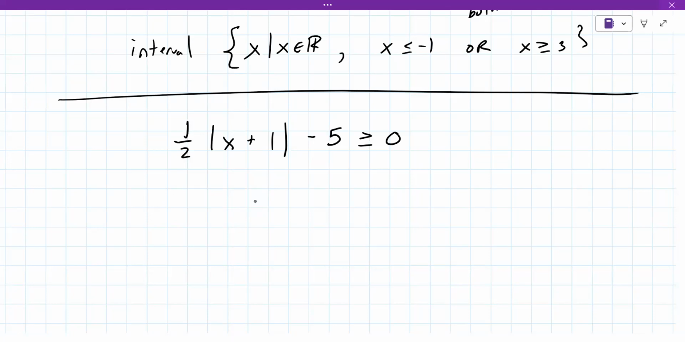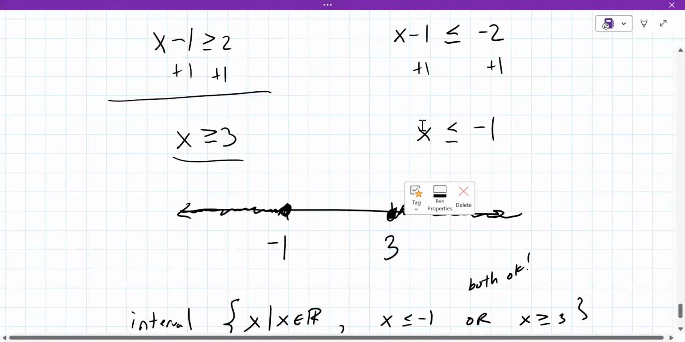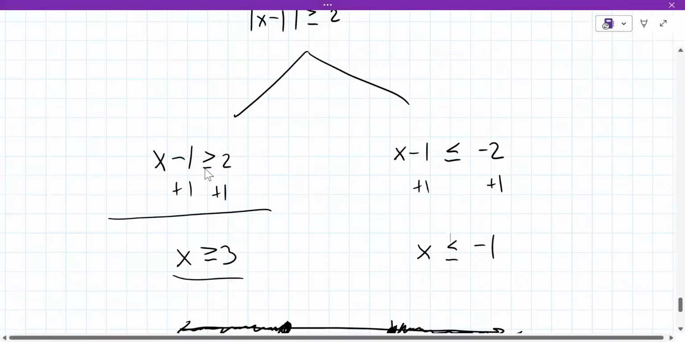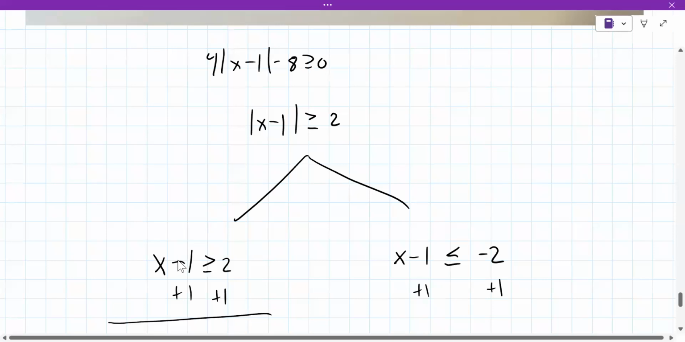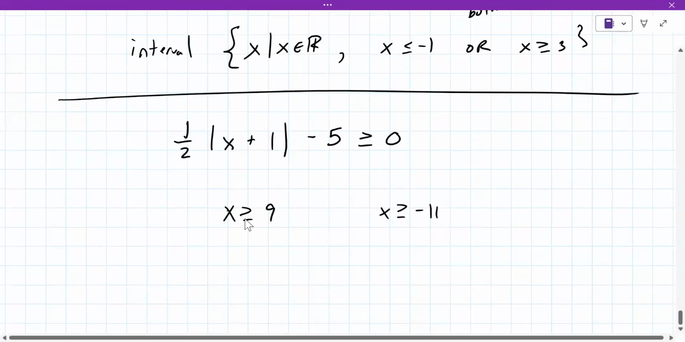X is greater than or equal to 9. X is greater than or equal to -11. This is what I heard, but one of them's got to be flipped, like probably the one on the right. If you look back at the previous problem, we wrote the same thing on the left, x greater than or equal to, but then this one flipped. It was less than or equal to. So the way you said it, these are both the same direction, but it can't be.